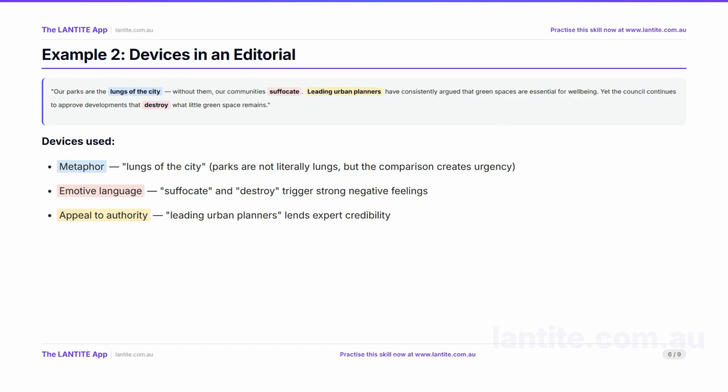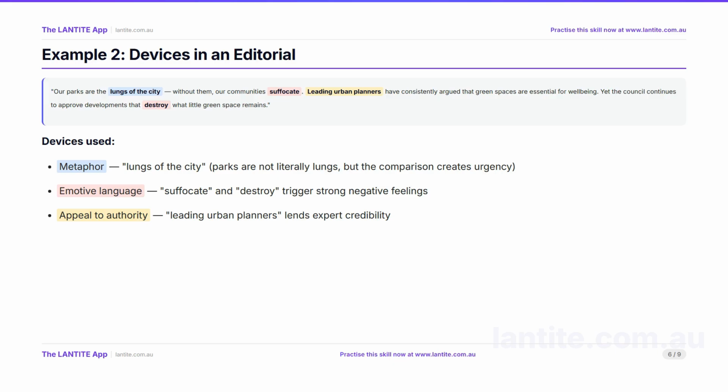Here is an editorial about urban parks. Our parks are the lungs of the city. Without them, our communities suffocate. Leading urban planners have argued that green spaces are essential. Yet the council continues to approve developments that destroy what little green space remains. 3 devices here. First, metaphor. Parks are the lungs of the city. Parks are not literally lungs, but the comparison creates an image of something vital for survival. If the lungs stop working, you die. That is the emotional weight the metaphor carries.